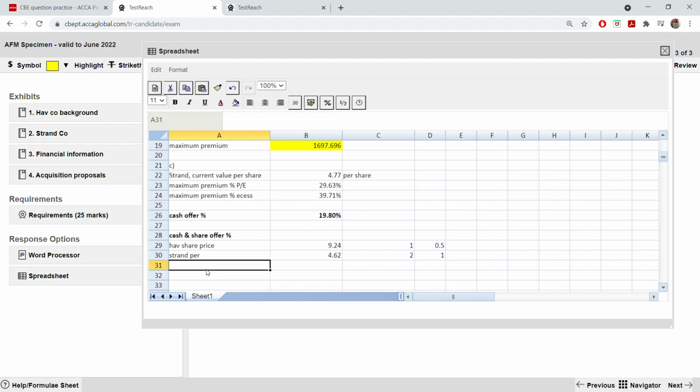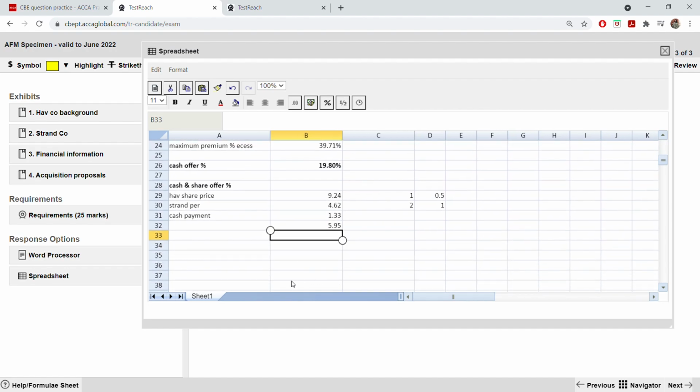Next, cash payment. So this is the share payment part. Cash payment is, what is it? 1.33. Okay. So now total, just add both, equal to sum. This is cash and this is share. You just need to add this too, which is 5.95. Okay. But it's not enough to find. You have to find in terms of percentage.